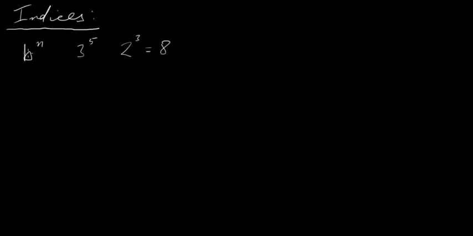So the b part here is just called the base. So the 3 here would be a base, the 2 here is a base, and the 5, or the n, and the 3 here, they would be called the index, or the power, or the exponent. So we have the base, which is the b, the 3, or the 2, and then we have the power. It's also called the index, and it's also called the exponent. So it's just 3 different words for the same thing. So that would be the 3, the 5, or the n here.